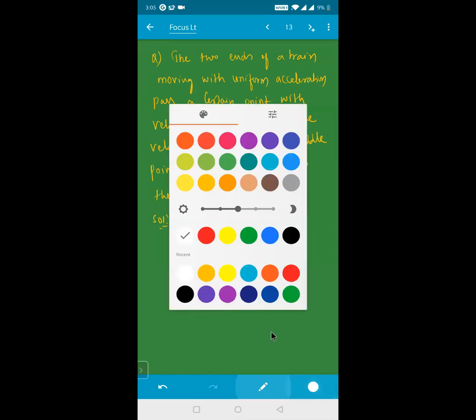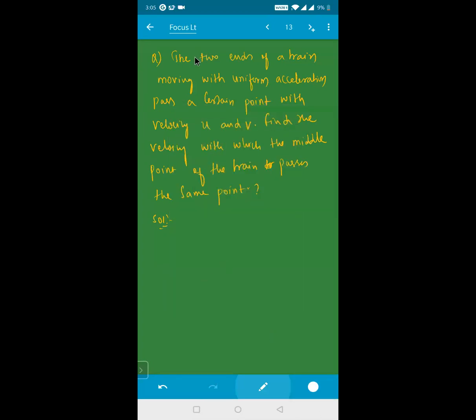डायग्राम ड्रॉ करो, आराम से आ जाएगा। पहले डायग्राम ड्रॉ करो, देखो बेसिक कंडीशन है। See how I am doing this one. The two ends of a train, moving with a uniform acceleration, pass a certain point with velocities u and v. मान के चलो आप यहां पर ठहरे हो, so this is u.